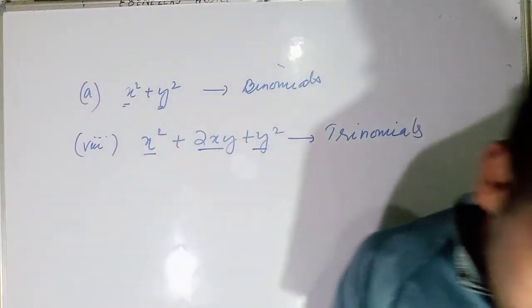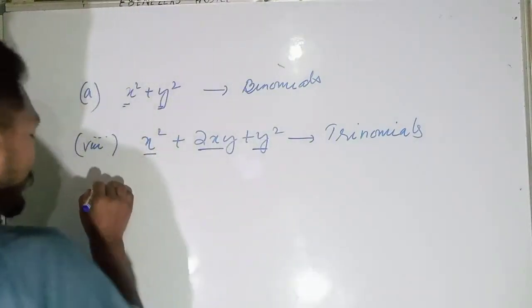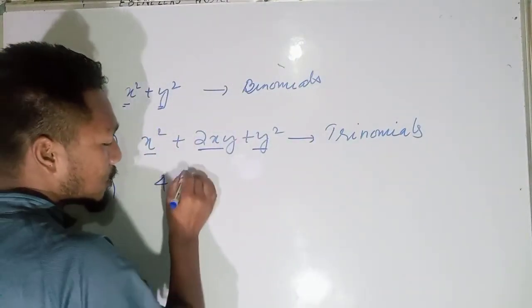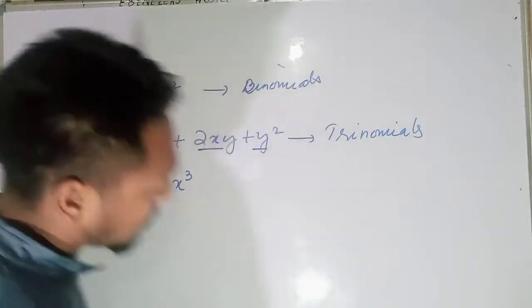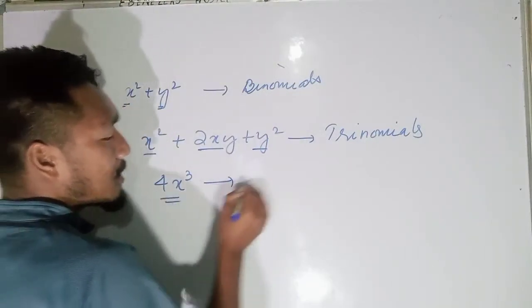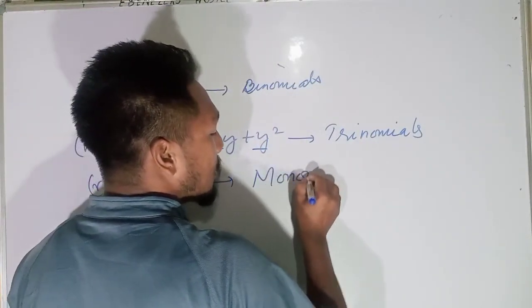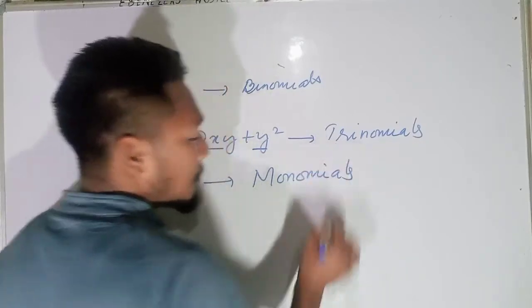Now when you talk about number 5, 4x cubed. Only one term is here, so that is what we call a monomial.